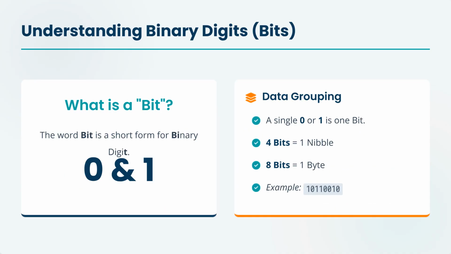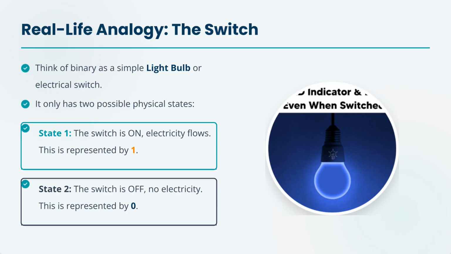Let's understand binary digits, or bits. The word bit is short for binary digit, represented by 0 or 1. Bits are grouped to form larger units. 4 bits make a nibble, and 8 bits make 1 byte. For example, the binary sequence 10110010 is 1 byte.